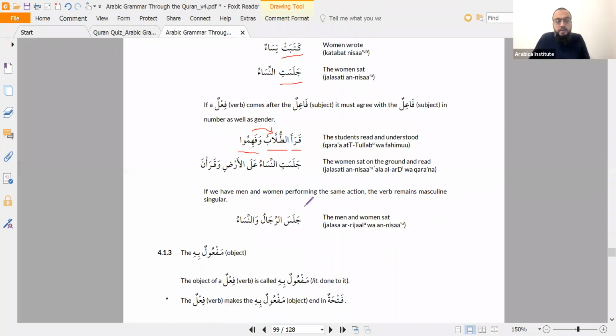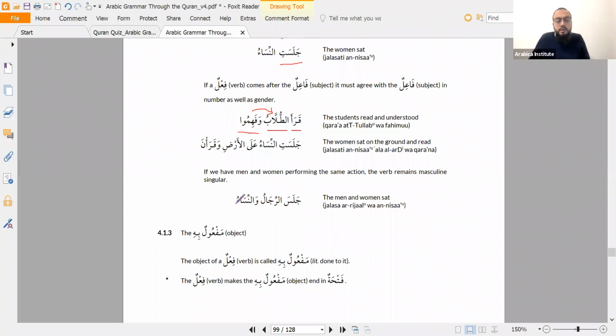And they read. جَلَسَ الرِّجَالُ وَالنِّسَاءُ. So this example here is where you have a mixed group of people doing an action, so men and women are doing it, you keep the verb at the beginning, masculine singular.